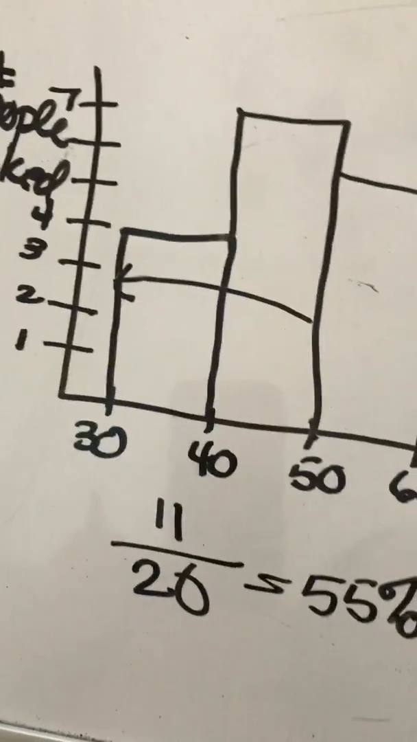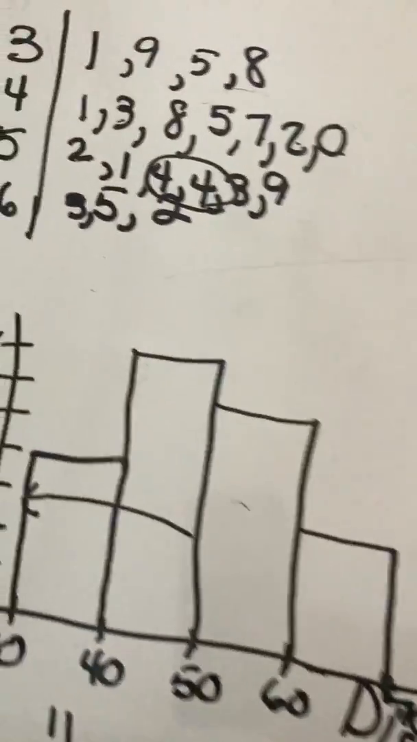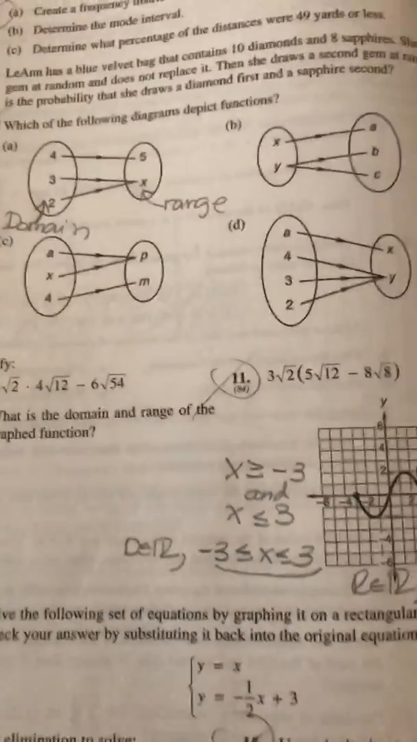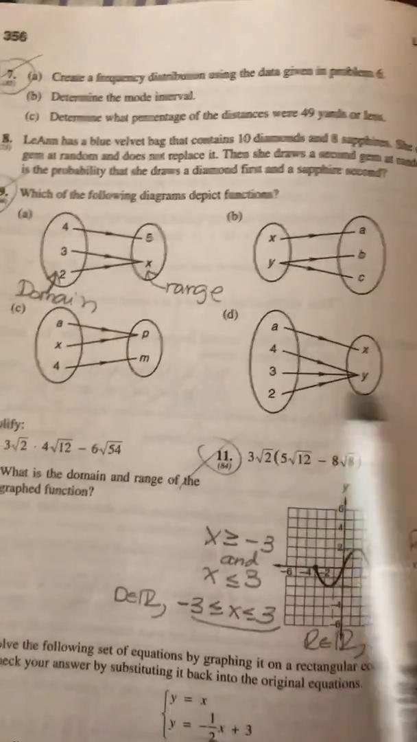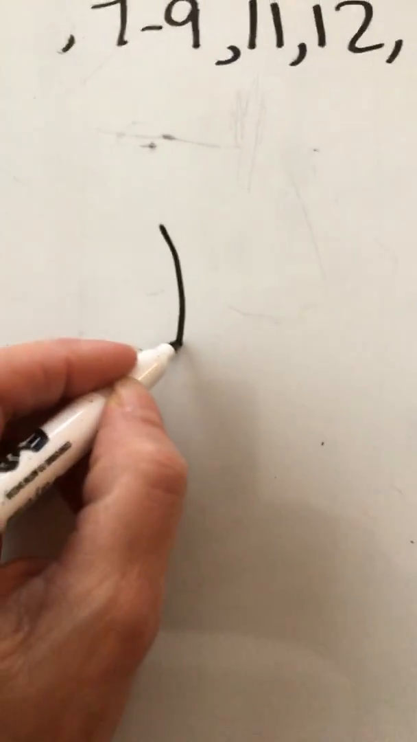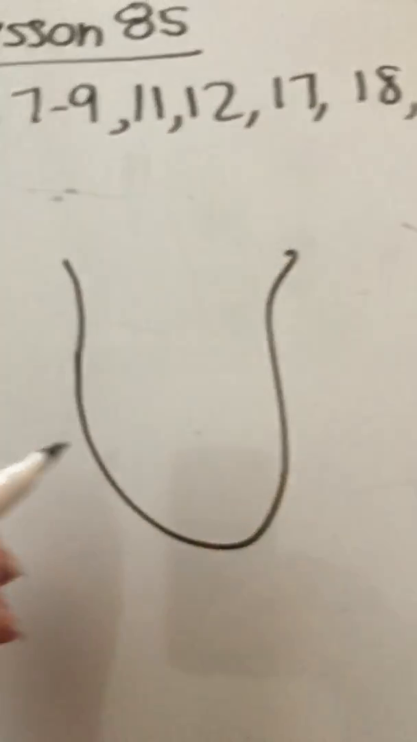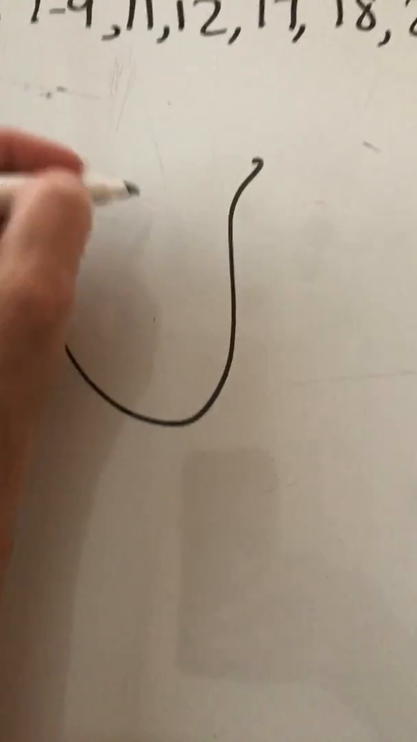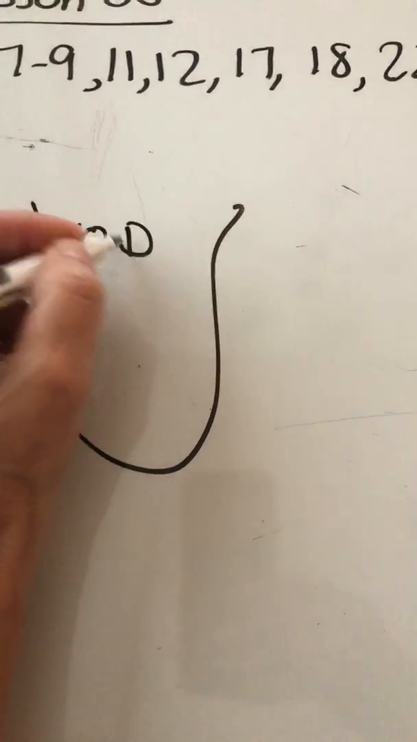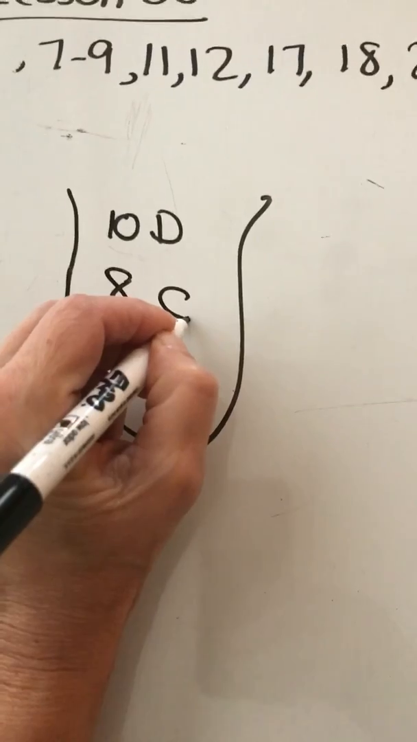Number 8 says Leanne had a blue velvet bag. Here we're back to probability. And I'll look at the book while I erase. So she has this blue velvet bag. Hey, at least we're not talking about an urn, right? Okay. Blue velvet bag. It contains 10 diamonds and 8 sapphires.